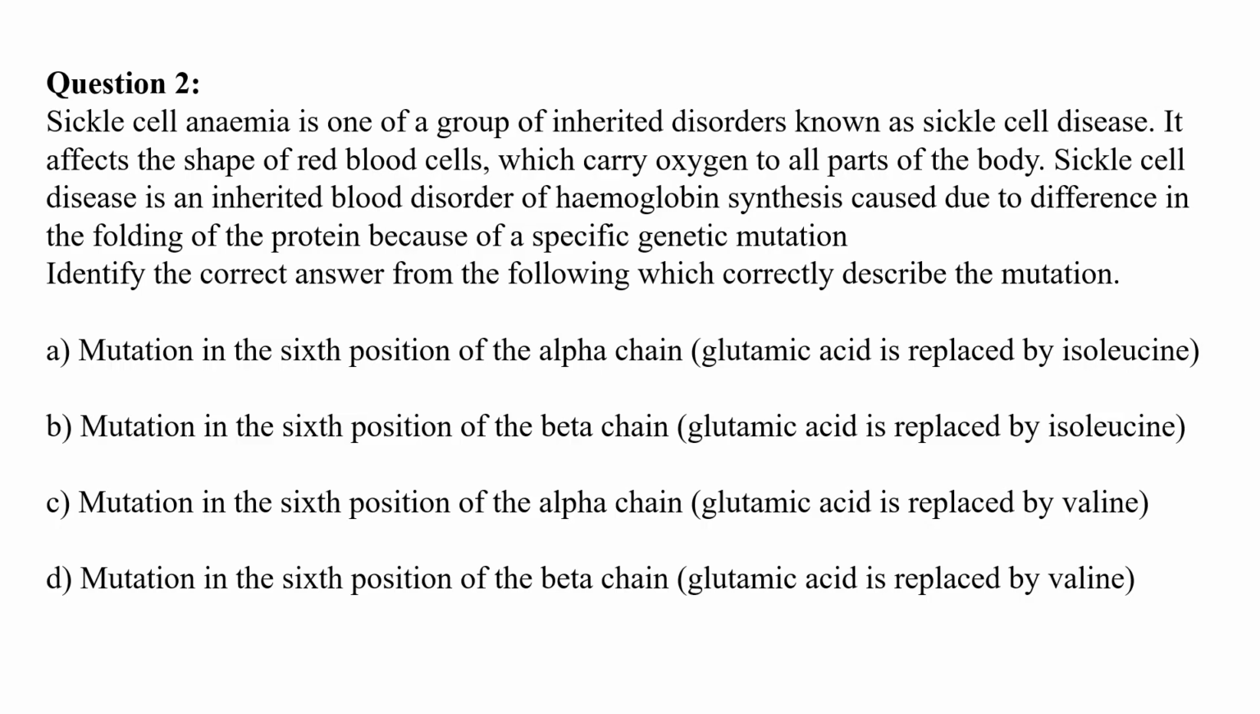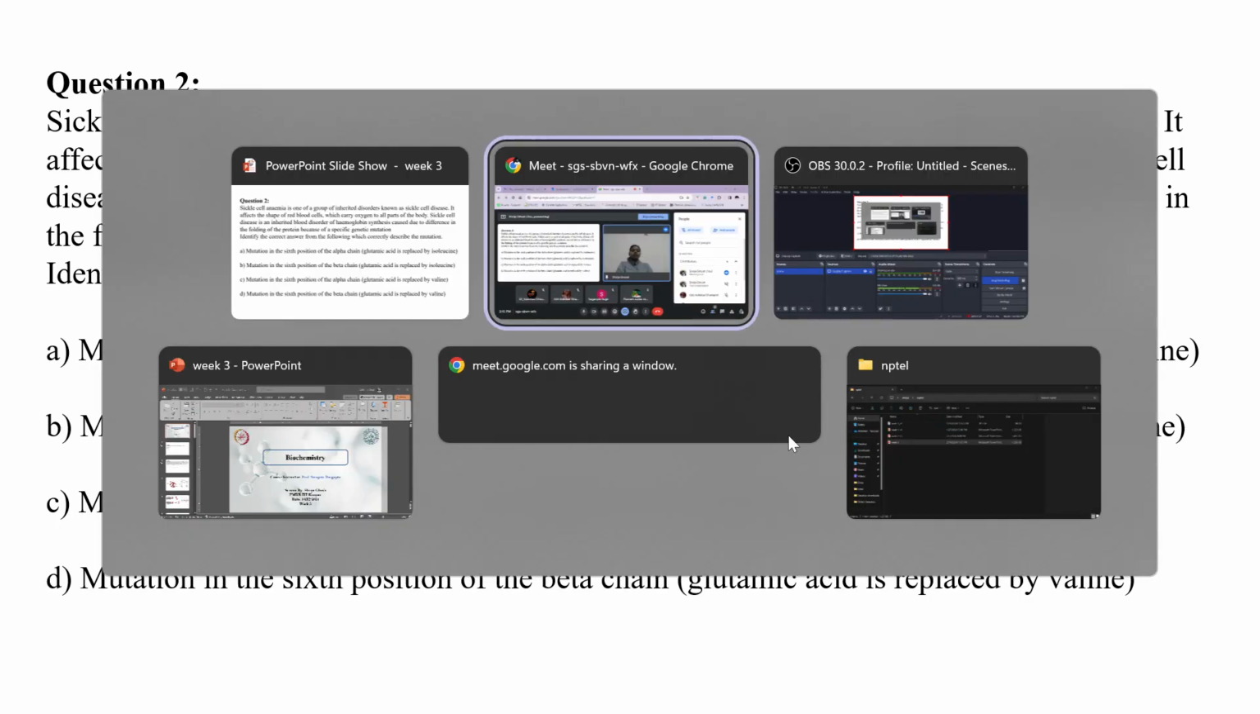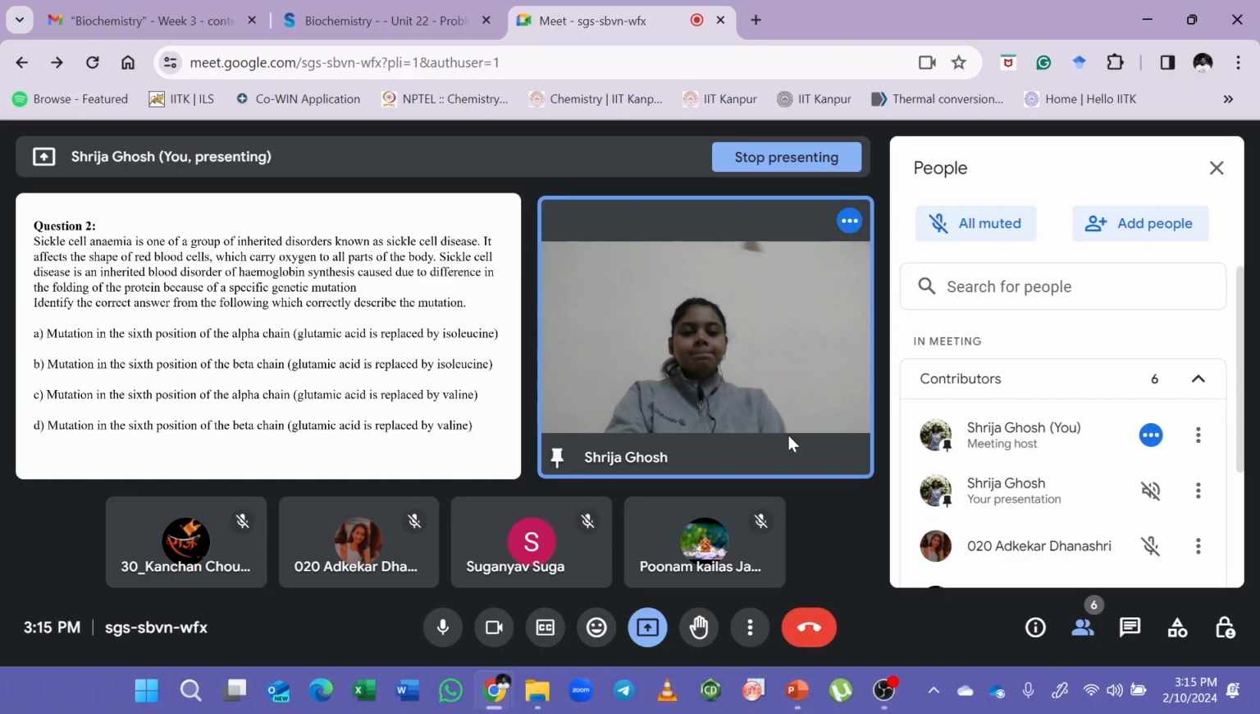So options are: mutation in the 6th position of the alpha chain, where glutamic acid is replaced by isoleucine. Option B is mutation in the 6th position of the beta chain, where glutamic acid is replaced by isoleucine. Option C is mutation in the 6th position of the alpha chain, where glutamic acid is replaced by valine. And option D is mutation in the 6th position of the beta chain, where glutamic acid is replaced by valine. So anybody knows the answer for this? Anyone wants to answer?